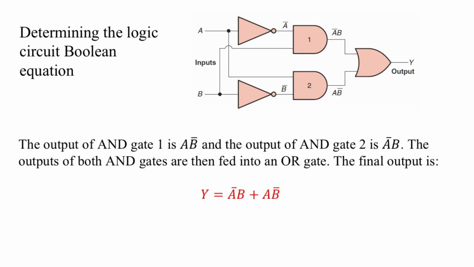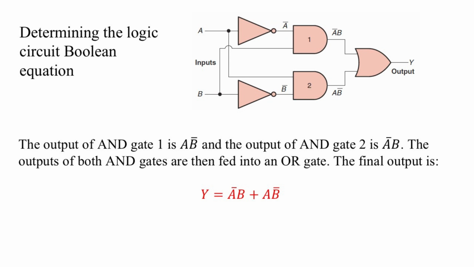This slide shows us how to work in the reverse direction. Instead of starting with a Boolean expression and building the circuit, here we are given the circuit and asked to determine its Boolean equation. Let's carefully trace the logic step by step. We start with two inputs, A and B. Notice that each input also passes through a NOT gate. That means we are generating two inverted signals, A bar and B bar.